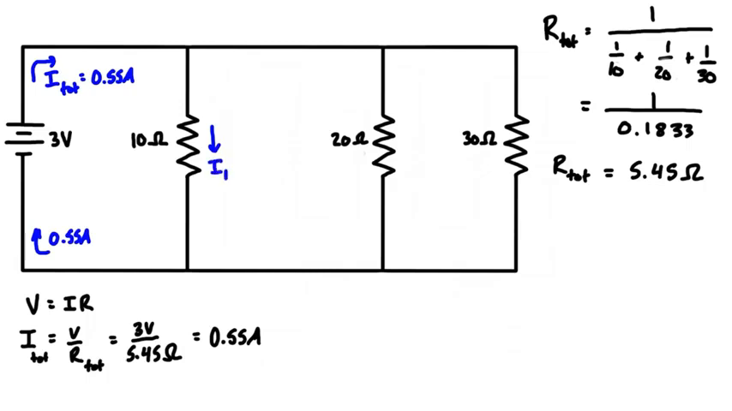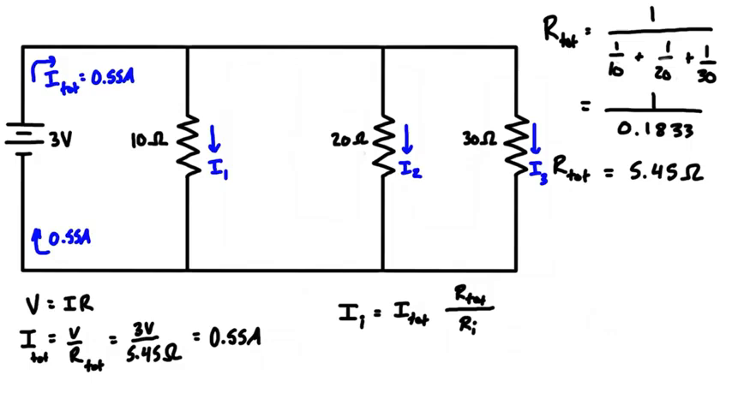Then we can label on each of the unknown currents. So let's call these I1, I2, and I3. Now the next thing we can do is write the current divider formula, which is that the individual current of the resistor we're looking at is equal to the total current times the ratio of the total resistance over the individual resistance of each resistor.